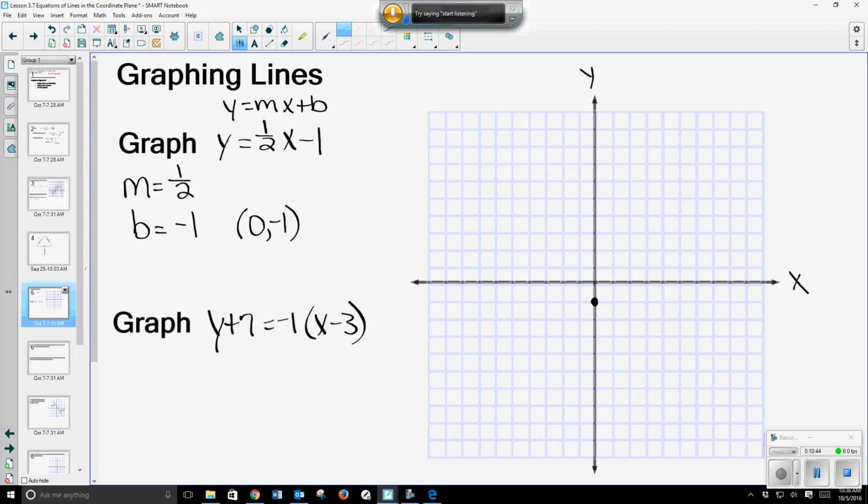From that point, we'll use the slope, which is rise over run, to find the second point. So we go up 1 over 2. From that point, up 1 over 2. Plot that point, and there's exactly one line that goes through these 2 points.